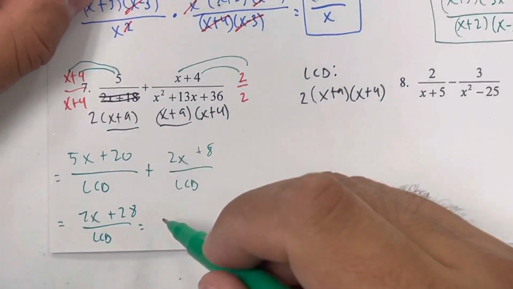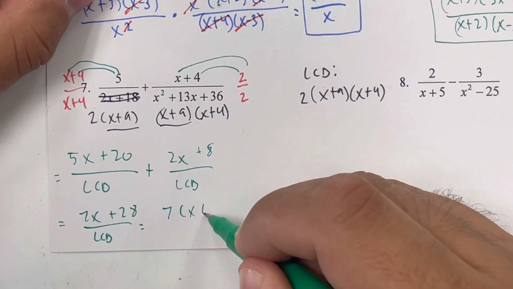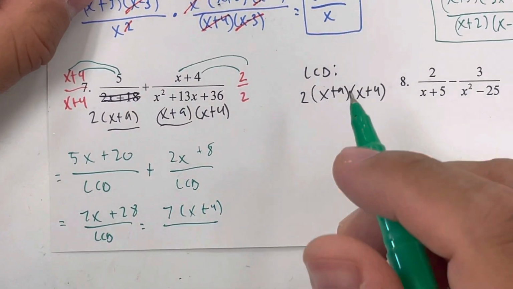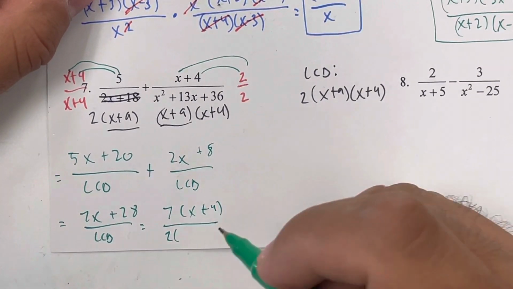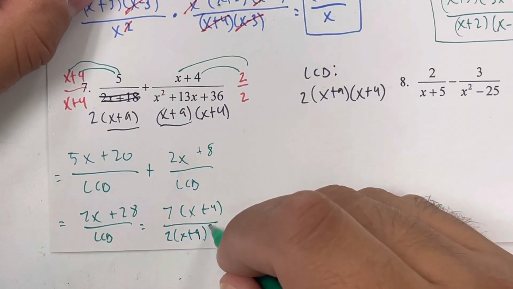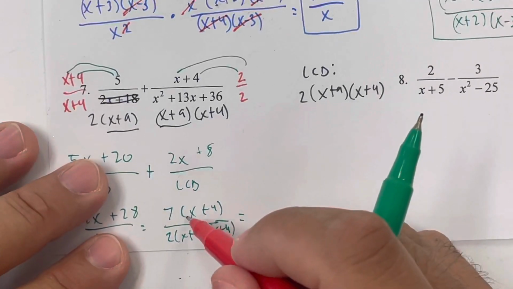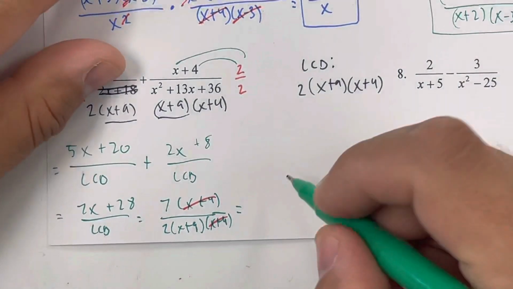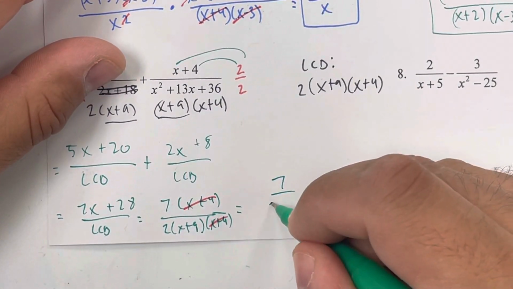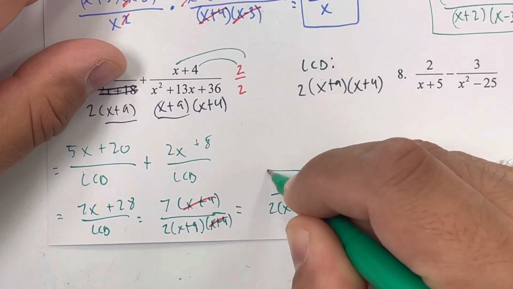Then I can factor out a 7 because that's the greatest common factor. So 7 times x plus 4 over the LCD of 2 times x plus 9 times x plus 4. And hopefully at this point you see they do have the x plus 4s in common, so I cross those out. My final answer would be 7 over 2 times x plus 9.